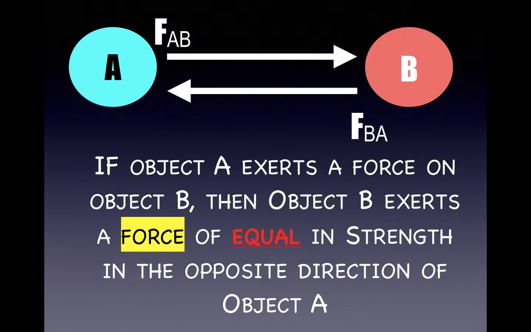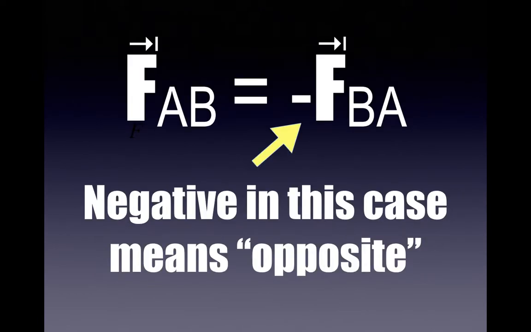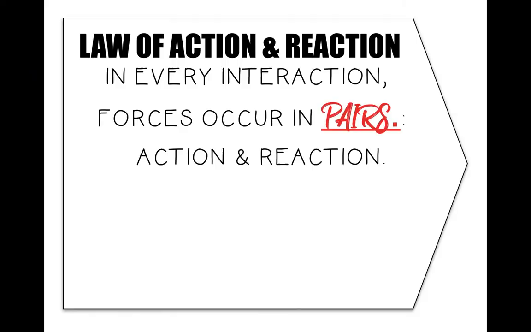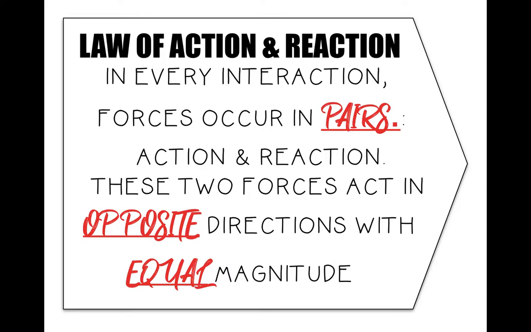So if an object A exerts a force on object B, then object B exerts a force equal in strength in the opposite direction on object A. So when we express this, the force of AB will equal negative force of BA. This negative in this case just means in the opposite direction. So the law of action and reaction says in every interaction, forces occur in pairs. Action and reaction, these two forces act in opposite directions with equal magnitude.